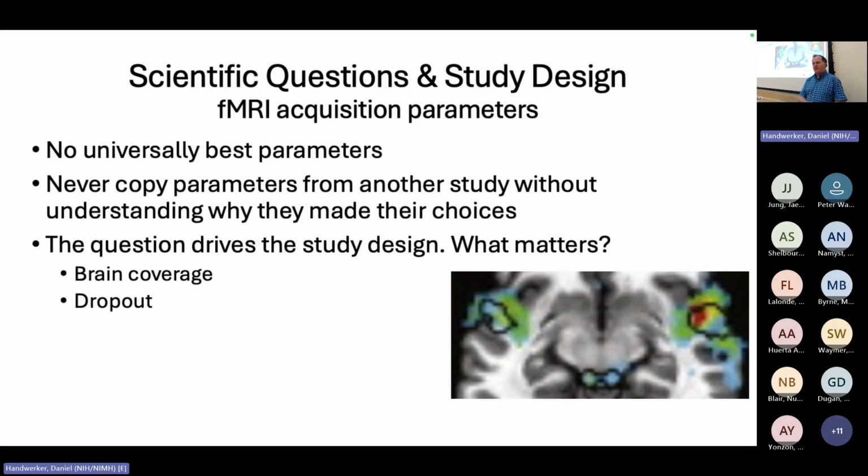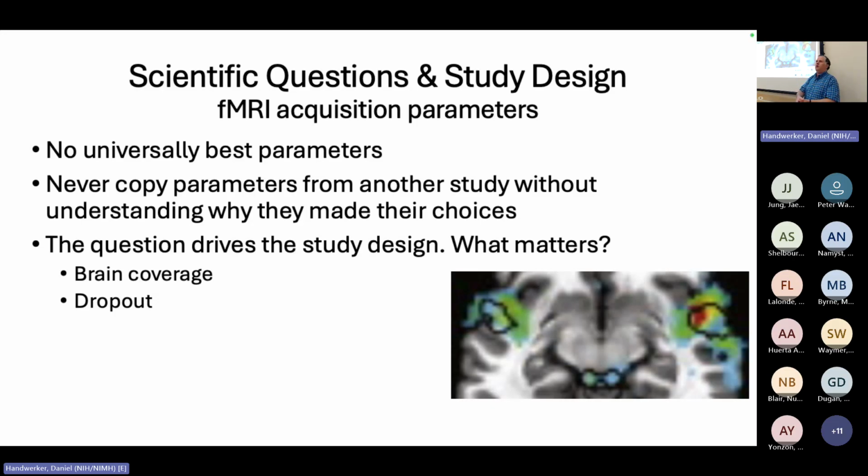So as you're thinking of acquisition parameters, again, we're going back to that study design. What are the questions you have? What matters? There is brain coverage and dropout. So dropout, I don't know if Peter talked about this in the earlier lecture, is that there are areas of the brain which have a bit more distortion when you conduct standard fMRI, and the brain's there, but we lose the fMRI signal there.